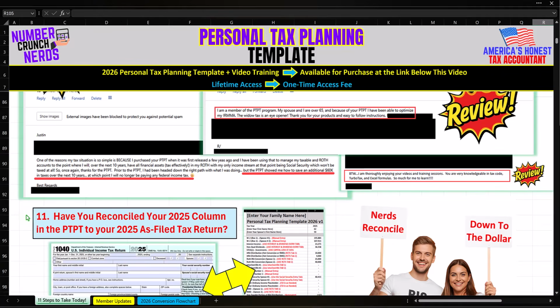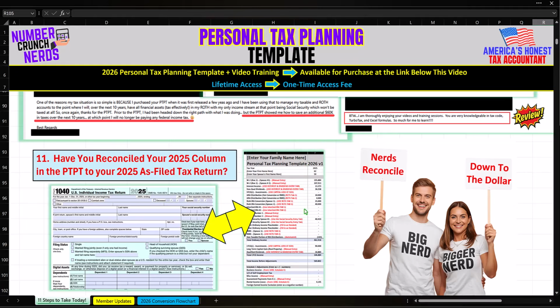And then finally, coming back here to action step number 11, have you reconciled your 2025 column inside the personal tax planning template to your 2025 as filed tax return? Every single item that shows up in your 2025 column in the personal tax planning template right here should agree to your as filed 2025 tax return, and it should agree down to the dollar. For years in which a tax return has been filed, that respective column of the personal tax planning template represents your actual tax return amounts and the base year off which you will do your income tax projections for the future.